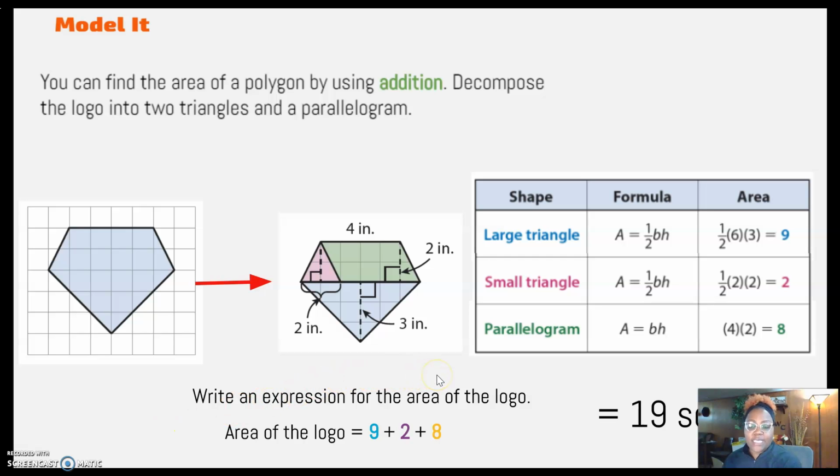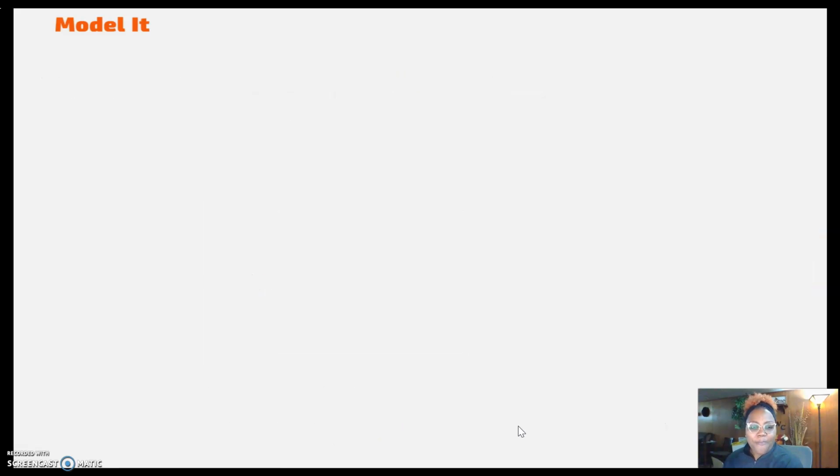Absolutely, it is 19 square inches, our unit for area because it's two dimensions. So 19 square inches. The next strategy that we're going to get into is subtraction. How can we use subtraction to find area?